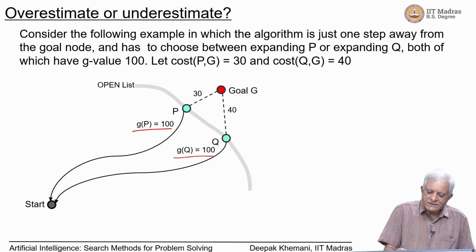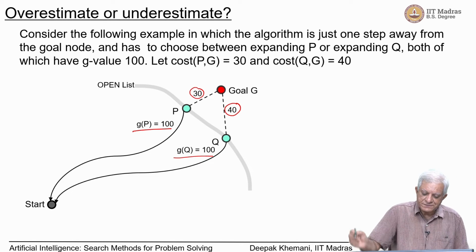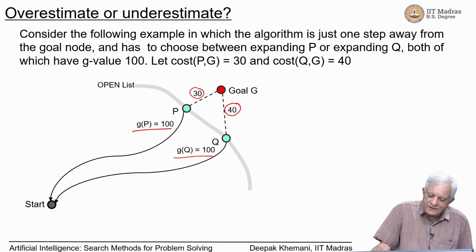Now, let the actual cost of going from P to G be 30, that is the edge cost from node P to node G, and the actual cost of Q to G be 40, which means that the optimal solution is through node P, which should be 100 plus 30, which is 130. The question is, what kind of heuristic functions will always allow us to find the optimal path?